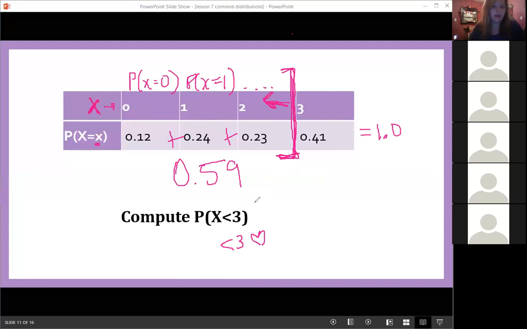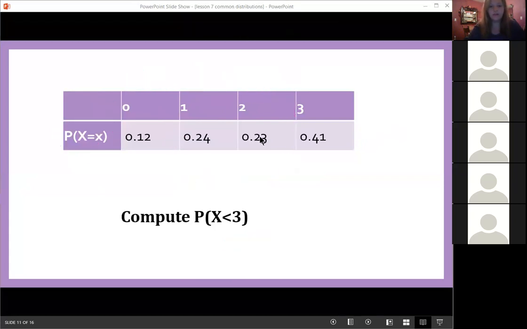So these are for binomial random variables. Remember, when you see this type of probability, that's what it is. The probability that X is less than 3 is going to be the probability of 0 plus the probability of 1 plus the probability of 2, so 0.59. Great job, guys. All right, let's do another one.